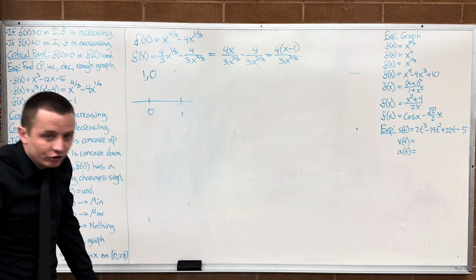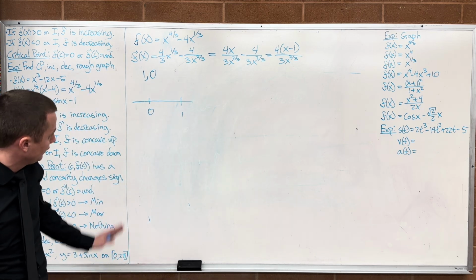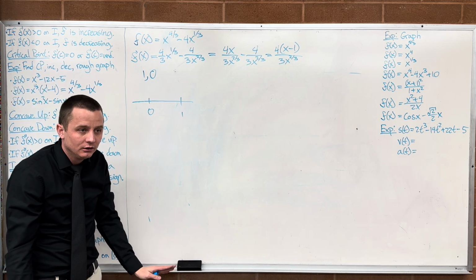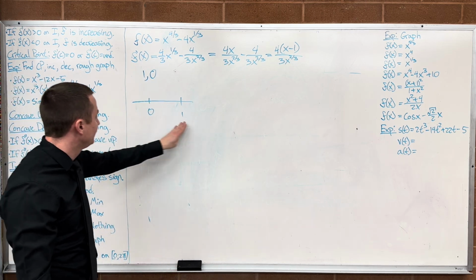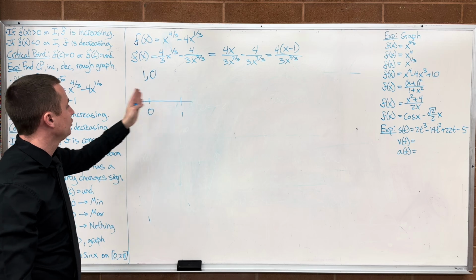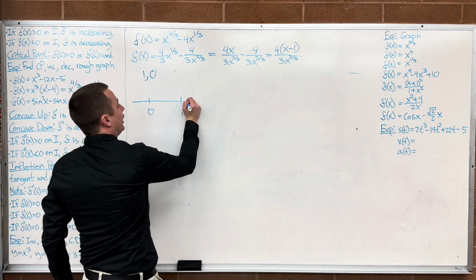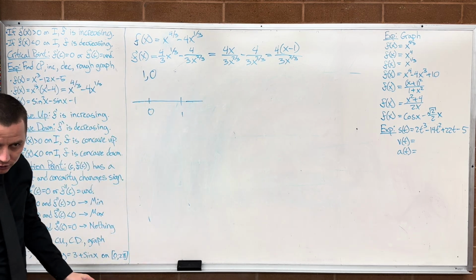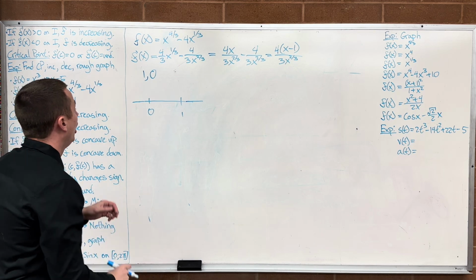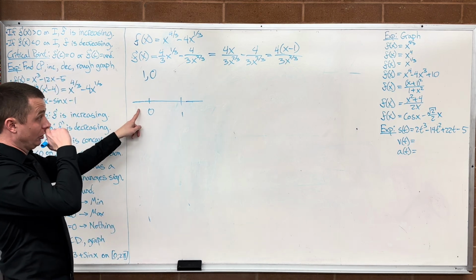In order for a function to switch from increasing to decreasing or decreasing to increasing, it has to go through a critical point. So these are the only places where it could possibly switch from increasing to decreasing. Now we just need to test each of these intervals and see whether or not it's increasing or decreasing on that interval. Okay, so let's look to the left of 0.